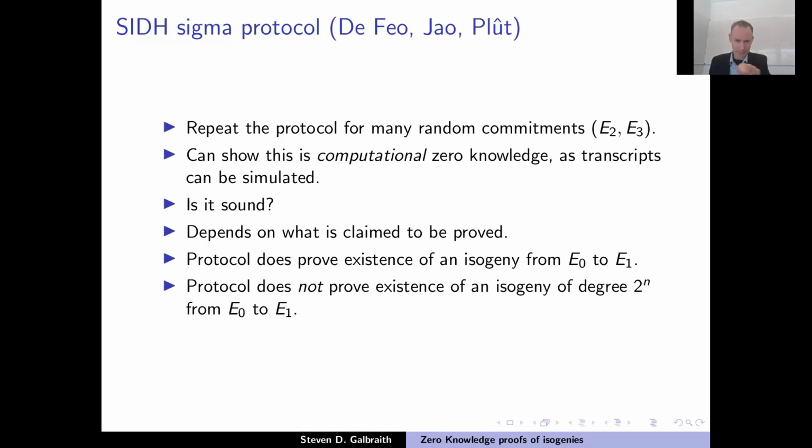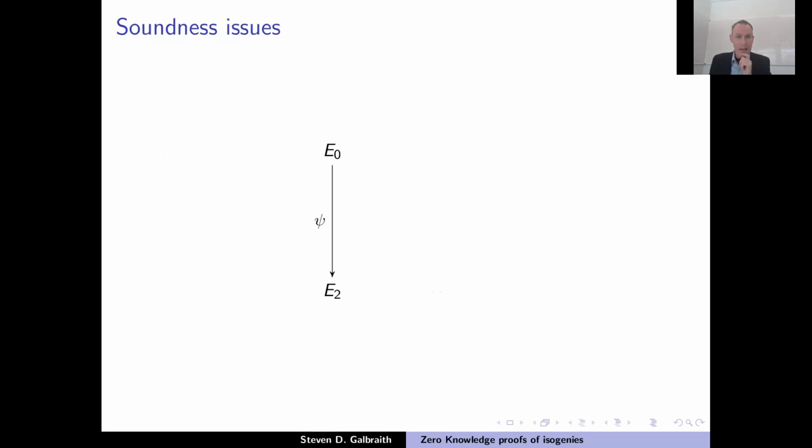So it does prove the existence of an isogeny from E0 to E1. But it does not allow you to make any claim about the degree. Well, it tells you that isogeny will have a certain degree, but that's maybe not the degree you're looking for.